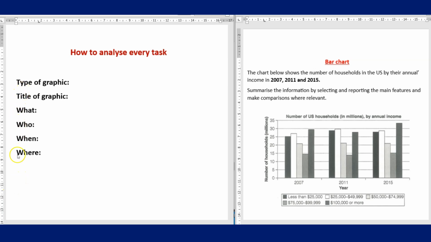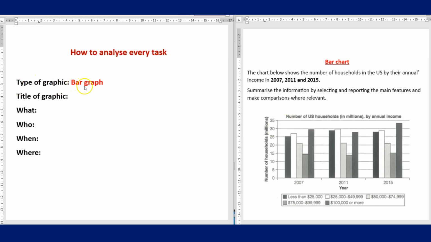So our first question is, what type of graphic are we looking at? And we know that the answer is bar graph. So I'll just write it down, bar graph. Remember, you are just analyzing the question, and you don't have to write all these things down on paper. You have to practice it now, and as time goes on, you get used to it. So this is like a checklist for you to analyze your question.